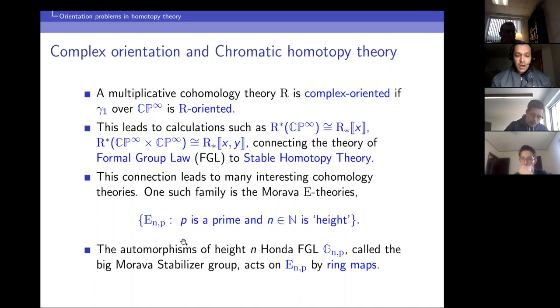Without going into much detail, I'm just going to point out that these Morava E theories come from Honda formal group laws in number theory, and formal group laws have an automorphism group called the Morava stabilizer group. I'm taking the big one, and they act on E_n^P by ring maps. Well, these are not just any homotopy commutative ring spectrum. These are E infinity ring spectra, and the action is via E infinity maps.